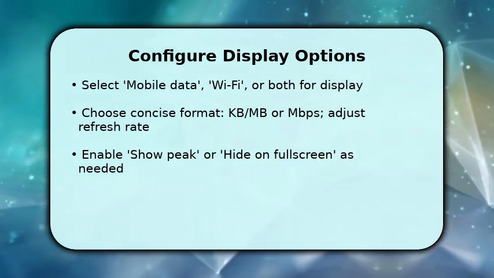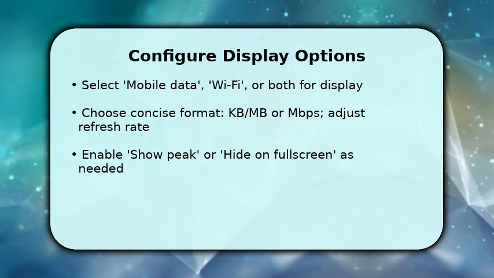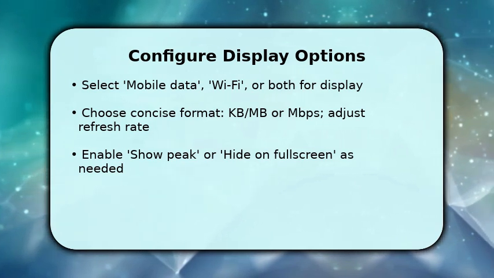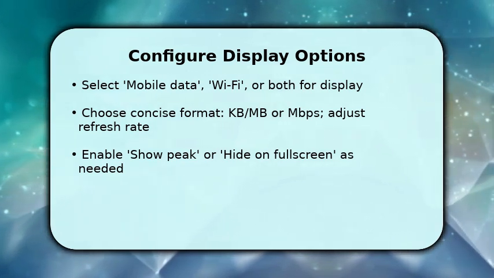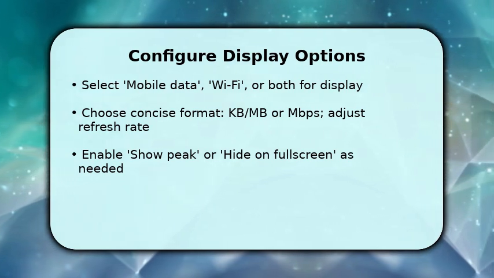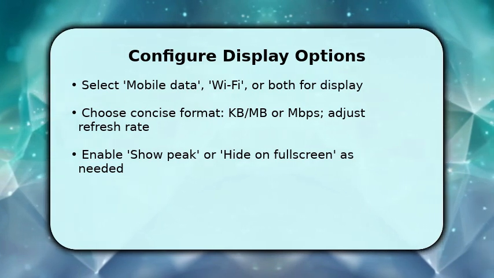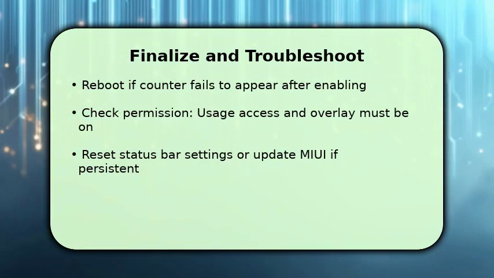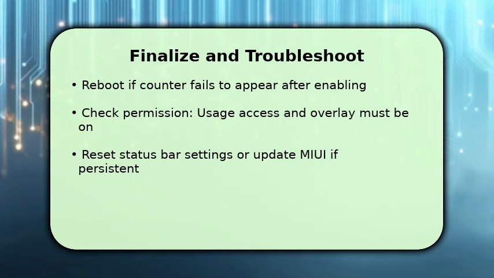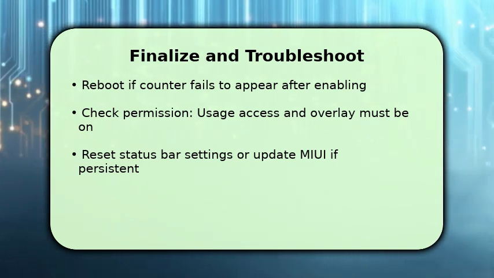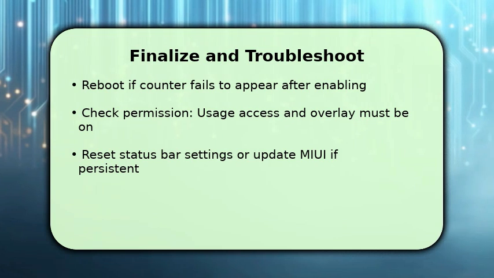Lower refresh uses less battery, higher refresh gives live feel. Then toggle extras. Show peak for troubleshooting spikes, or hide on full screen to avoid overlay during video. Make adjustments and observe the status bar for correctness. Finish by verifying the counter appears under normal use. Browse, stream, or download a small file to watch updates.